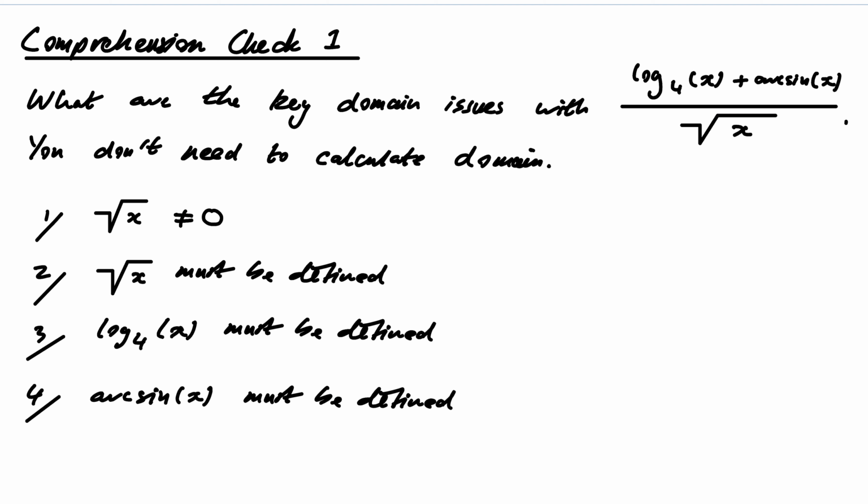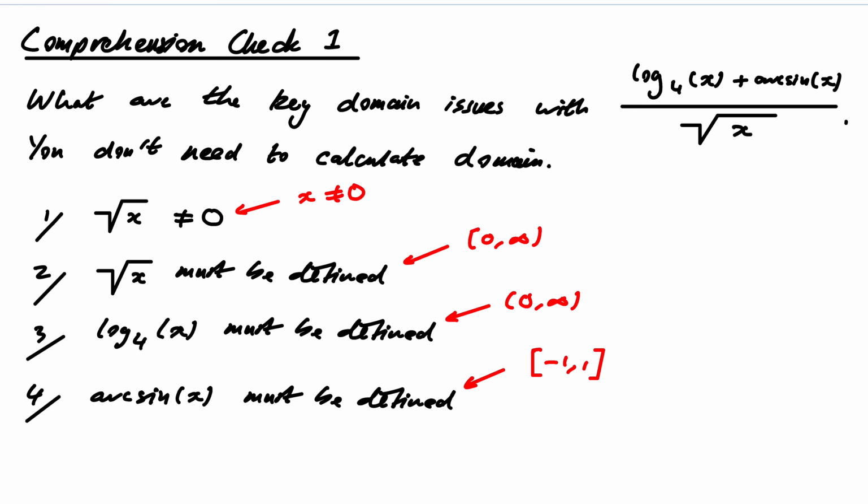To get everything to work, this you'd have to be in the interval 0 to infinity. This you've got to be in the interval 0 to infinity, not inclusive of 0. And this you've got to be in the closed interval -1 to 1. So in this case, you've got to have all 4 of these happening, and this, I suppose, x can't be equal to 0.